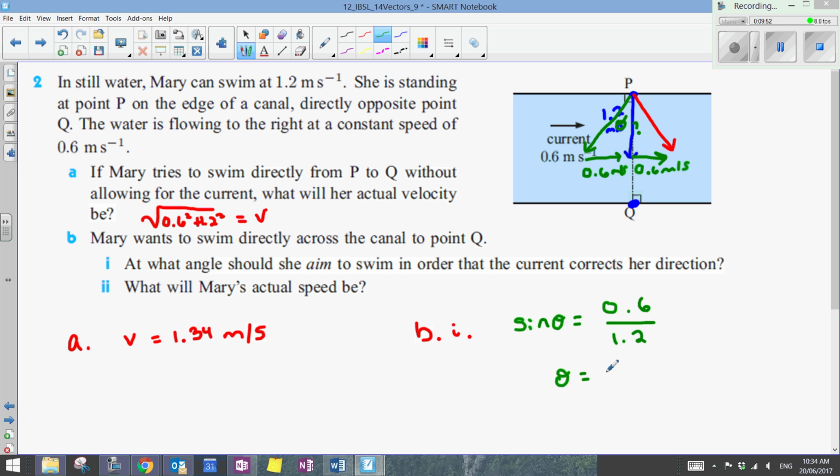So sine at 30 degrees will give us 1/2. So she'll need to take off at a 30-degree angle in order for the current to correct her direction and for her to move straight across from P to Q.